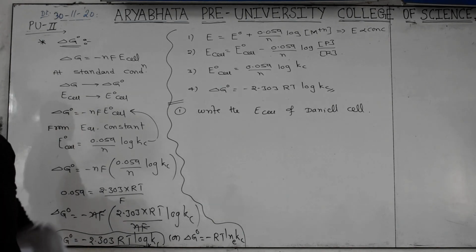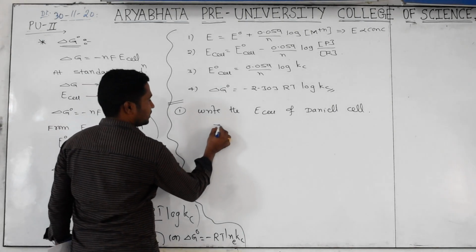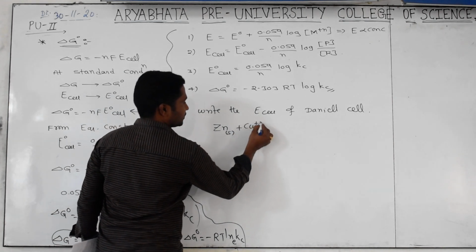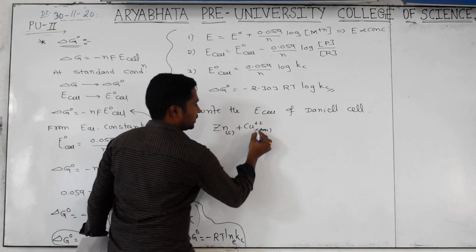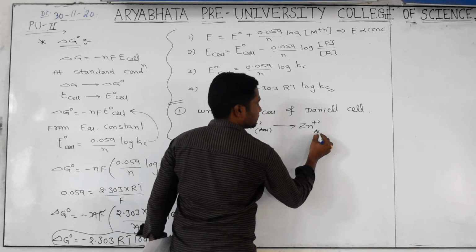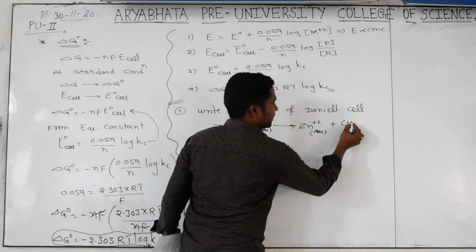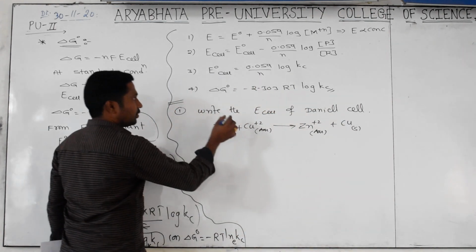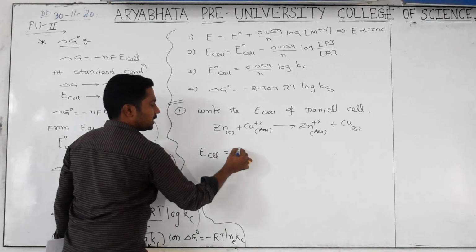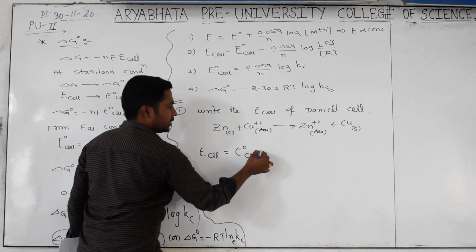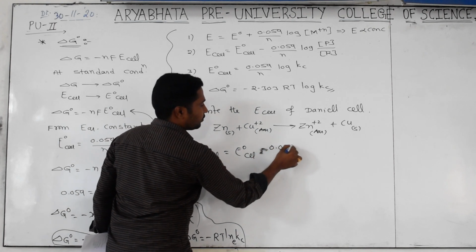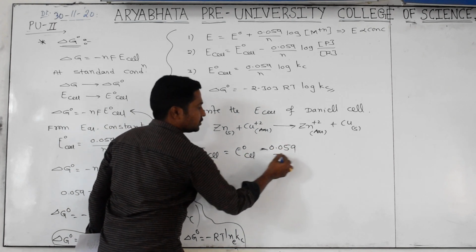What is the Daniell cell reaction? You know very well. Zn solid plus Cu2+ aqueous is converting into Zn2+ aqueous, and copper is becoming solid. I want the EMF formula. EMF of this cell is equal to standard EMF of this cell plus or minus 0.059 by 2. Why?